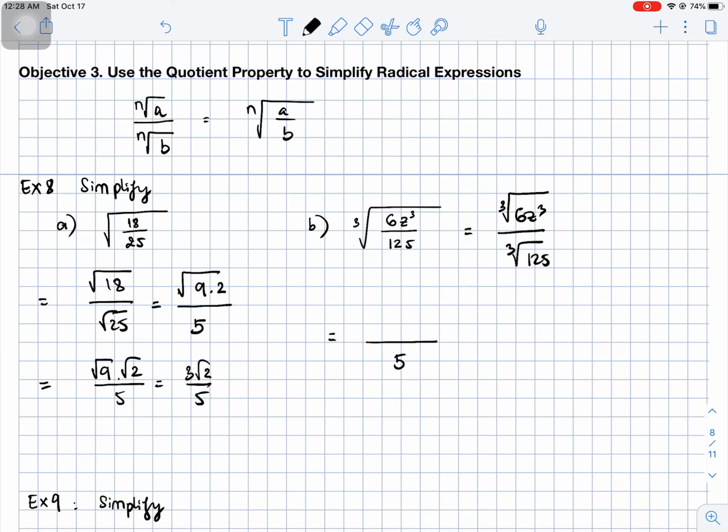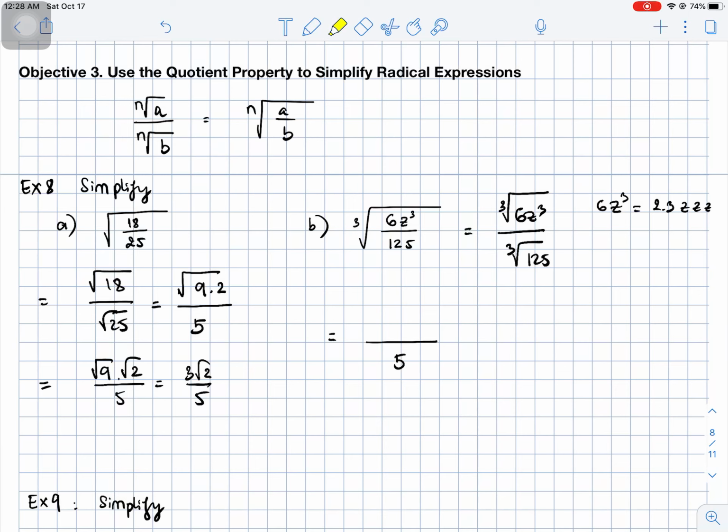Similarly, we will separate the top and the bottom. So we got the cube root of 6z cubed and the cube root of 125. Then we simplify top and bottom separately. In the bottom, the answer is 5 because the cube root of 125 is 5.